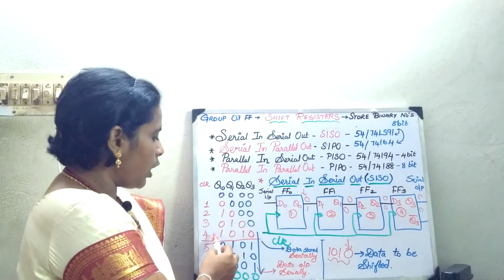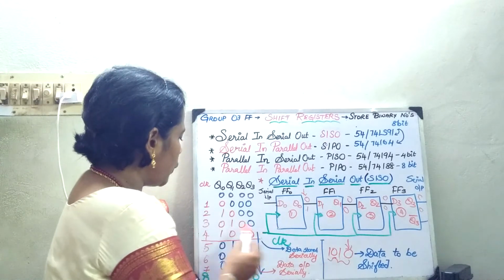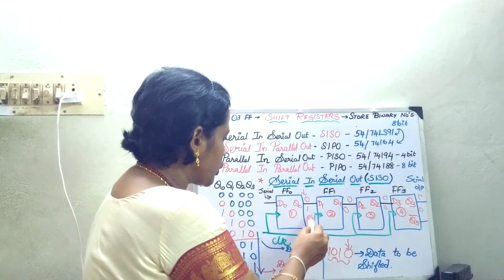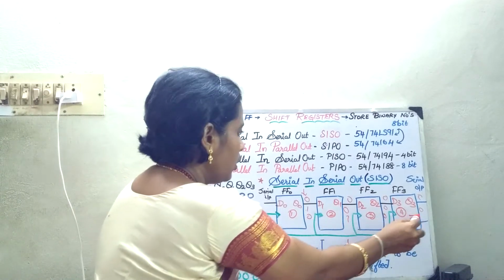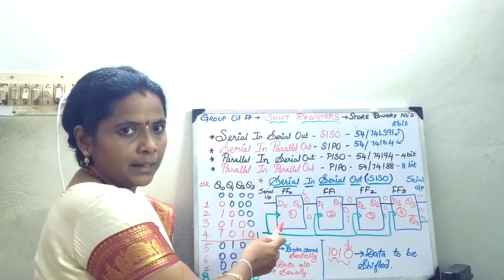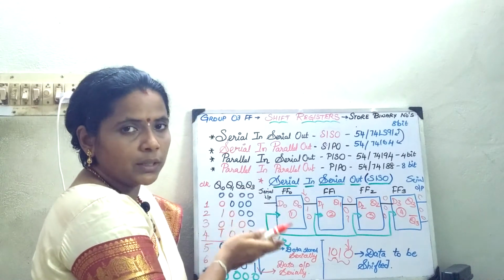When I give the next clock pulse, what happened? The third data also will be added here. Okay, it will be entered. Now, what will be the value? 0, 1, 0, 0. Okay, now 3 data has been entered. One after the other it is entered, so it is entered serially.